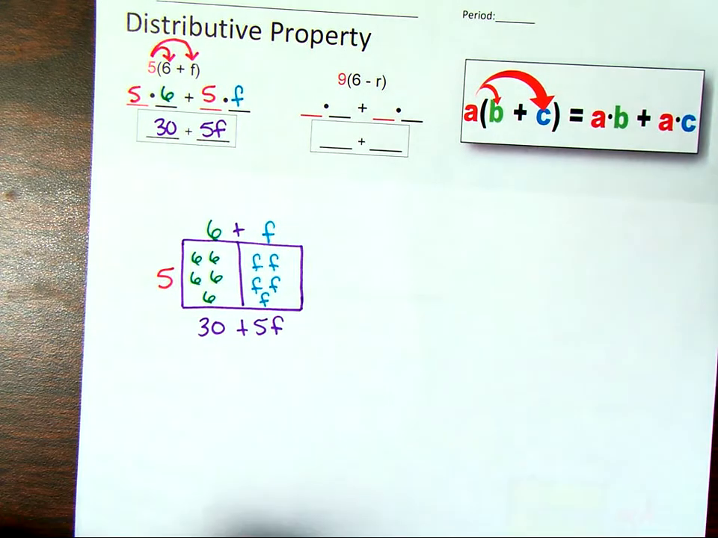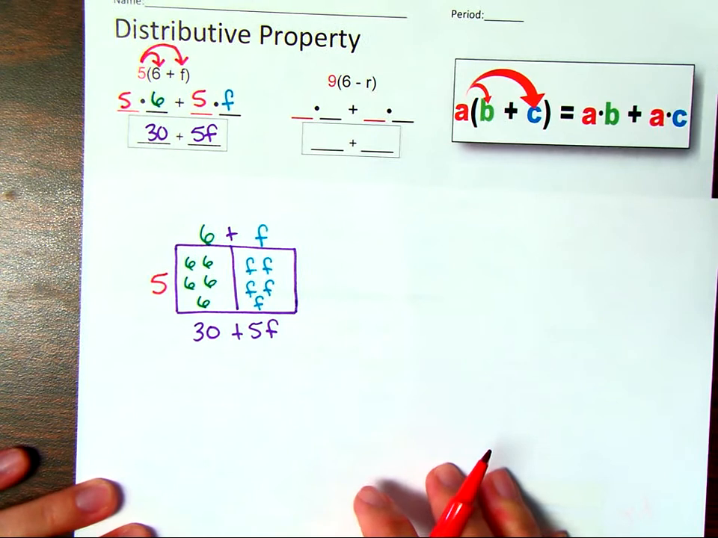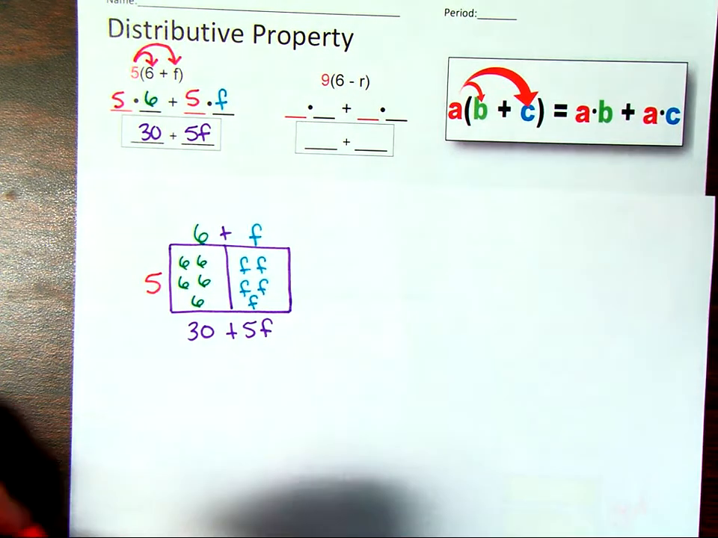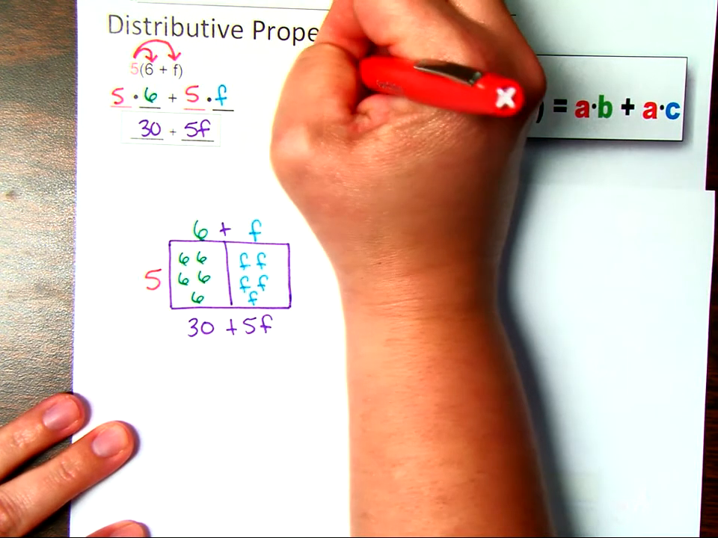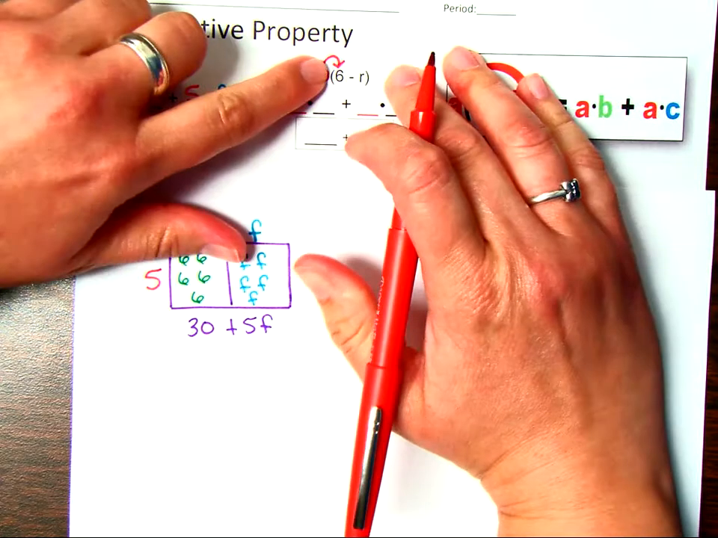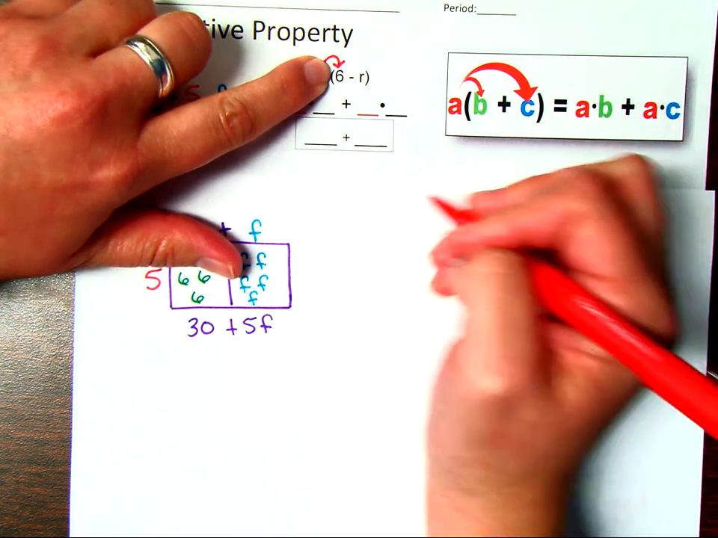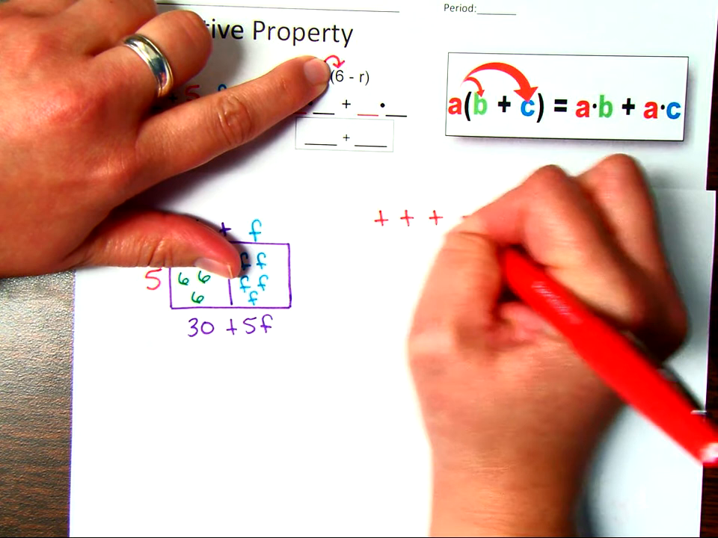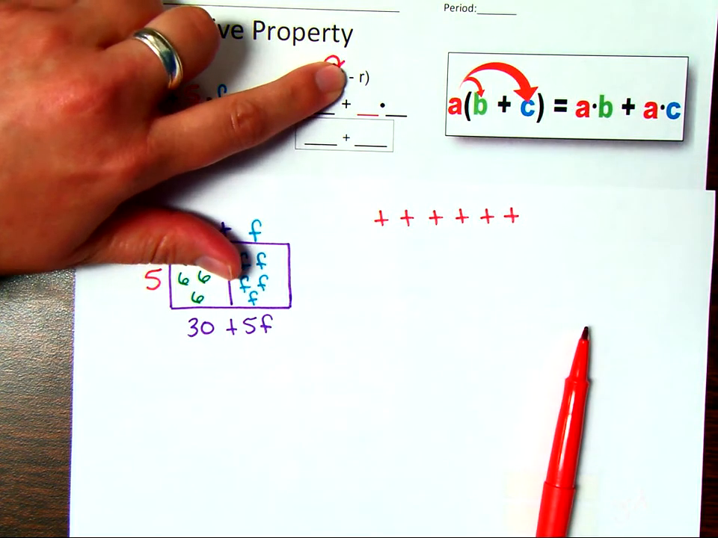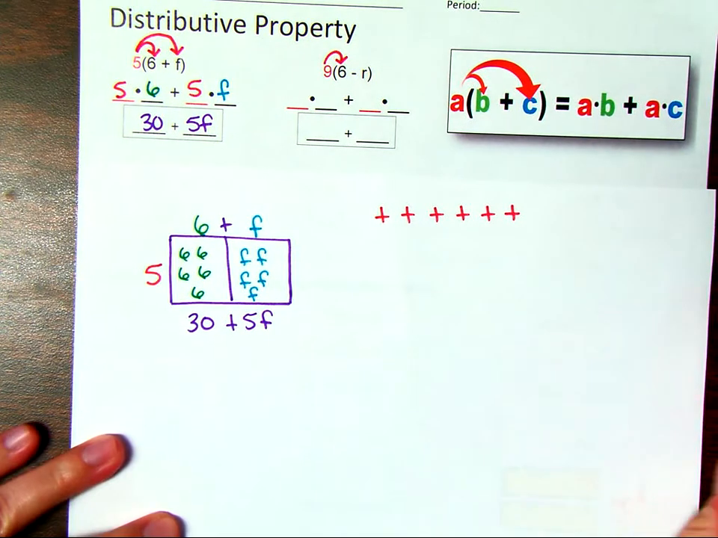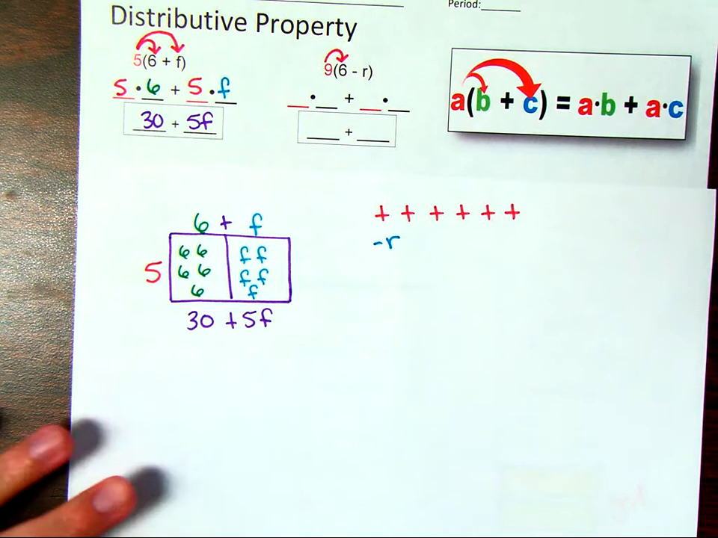Let's try another one. So this is 9 times (6 minus r). Again, if you need to draw this area model to help you out, stop and think about it. Right here in my parentheses, I have 6 minus r. Here's another way to show you too. 1, 2, 3, 4, 5, 6. And then remember that subtracting r, subtracting a positive, is the same thing as adding a negative, so we can think of a negative r. Some people see it this way.